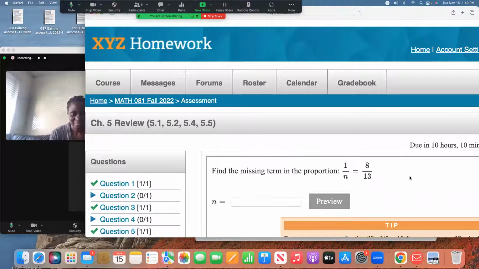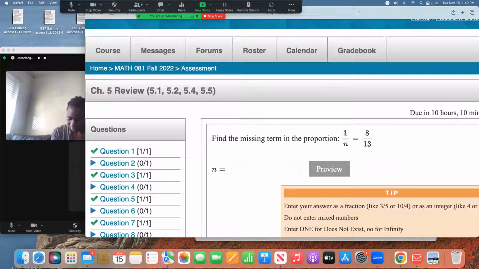Do you remember this? This is what we did in class yesterday. It's already set up. It's a proportion, which is two fractions equal. One of the numbers is missing, and so the whole job is to find the missing number. So you cross multiply. That would be 1 times 13, which is just 13. And N times 8, I'm going to call it 8n.